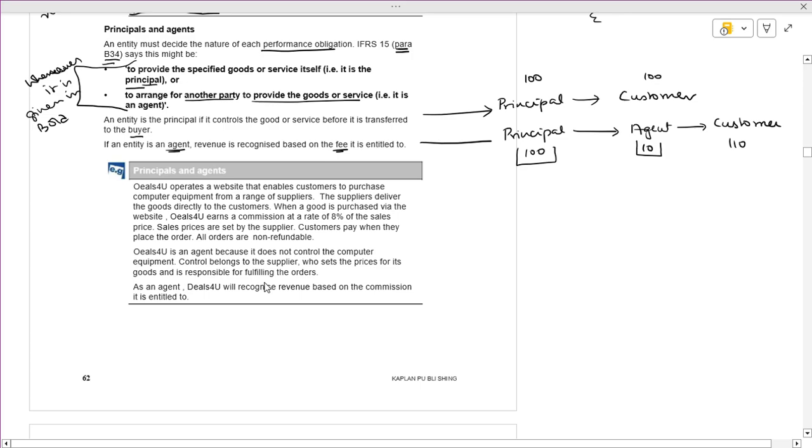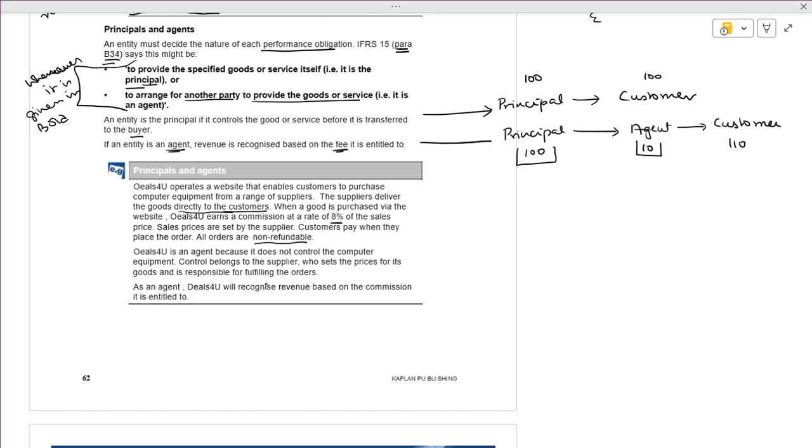Now, say you operate a website that enables customers to purchase equipment from a range of suppliers. The suppliers deliver the goods directly to the customers. When goods are purchased via the website, you earn a commission at the rate of 8%. Sale prices are set by the supplier. Customers pay when they place the order. All orders are non-refundable.